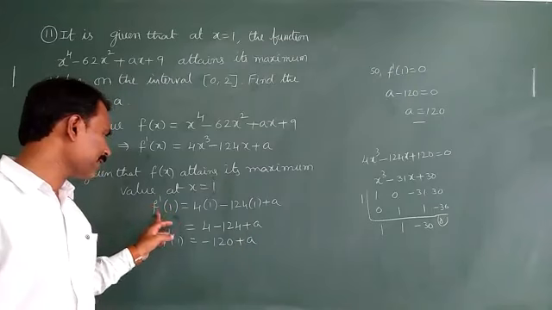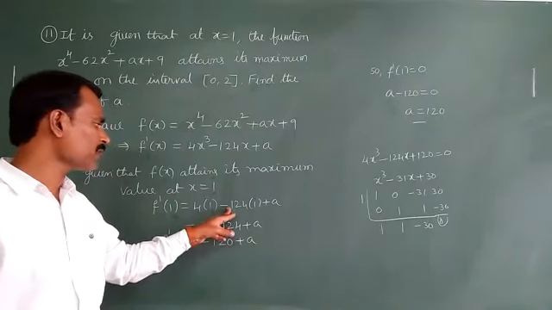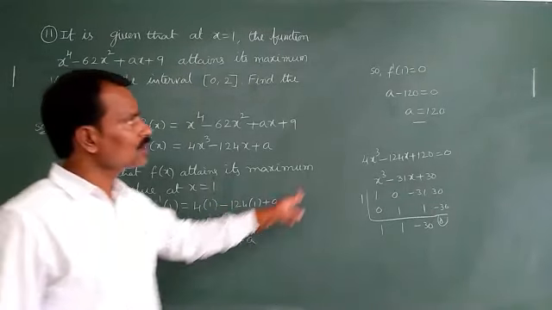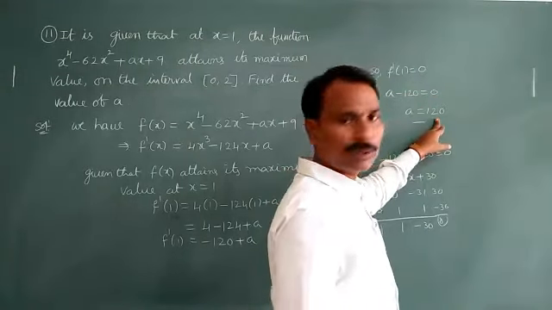First calculate f dash of 1. That is 4 into 1 cube, which is 4 only, minus 24 into 1 plus a. It is minus 120 plus a. So f dash of 1 is equal to 0 means a minus 120 is 0, so a is equal to 120.